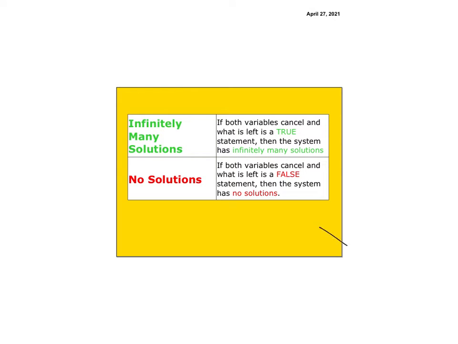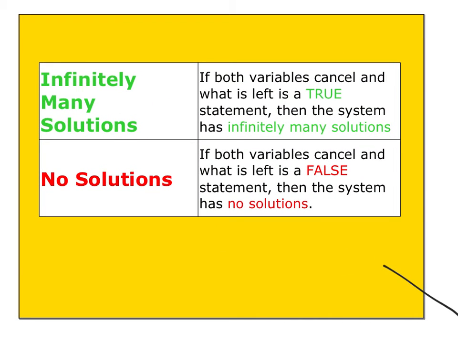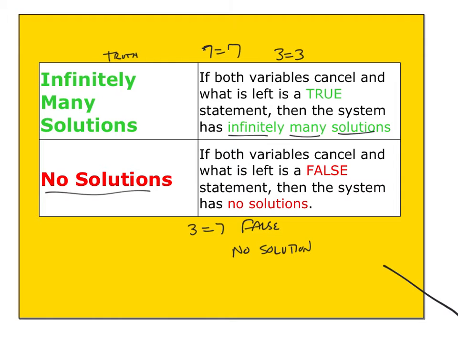A couple things to notice: every once in a while, when you solve, you're going to get something that is an absolute truth, like 7 equals 7 or 3 equals 3. That's obviously true, so there are infinitely many solutions. Likewise, you could flip it around. Sometimes you might get 3 equals 7. That's always going to be false, so that's your clue that there's no solution.